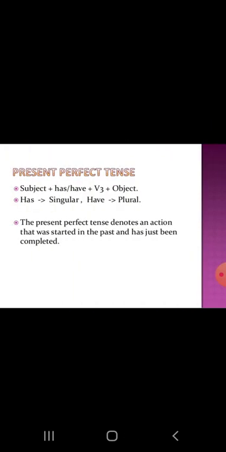Then we discussed present perfect tense. It expresses an action that started in the past but has been completed just now. The sentence structure we discussed for present perfect tense is subject plus has or have plus the perfect form. In the perfect tenses, I told you we use the third form of the verb plus object. Got it? And has is for the singular subject and have is for the plural.